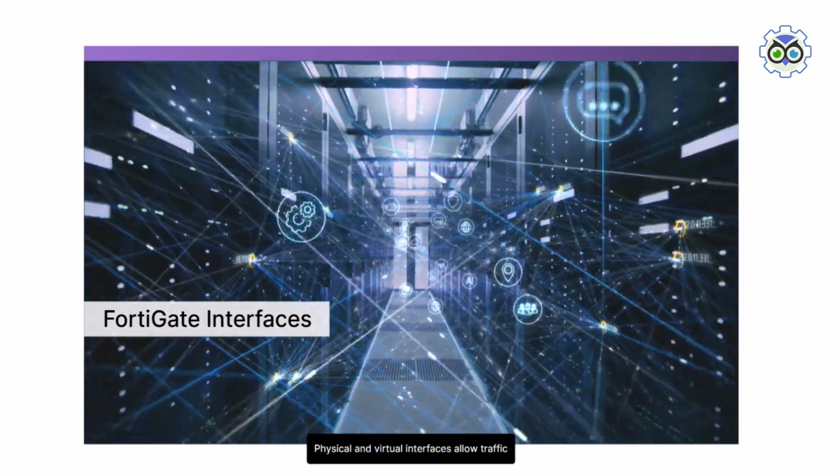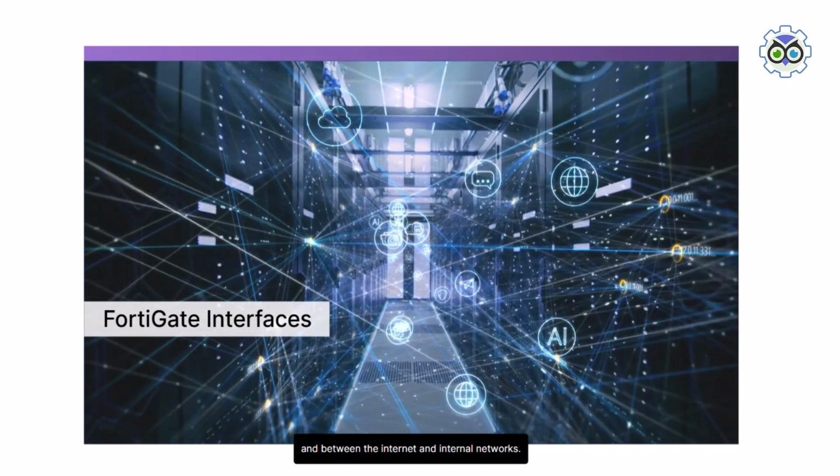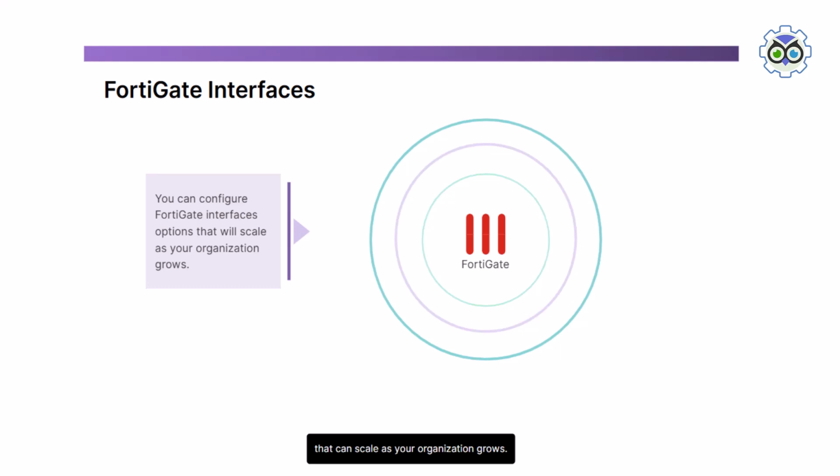Physical and virtual interfaces allow traffic to flow between internal networks and between the internet and internal networks. FortiGate has options to configure interfaces that can scale as your organization grows.